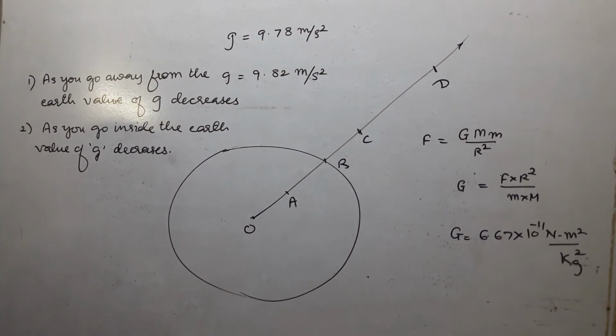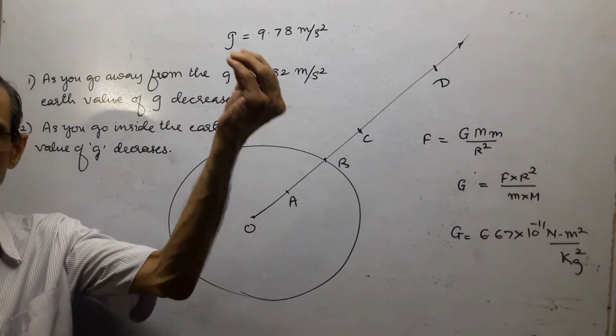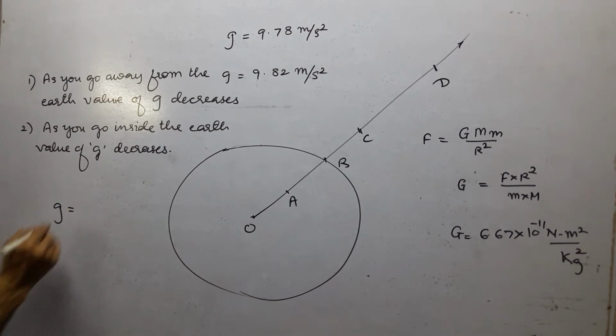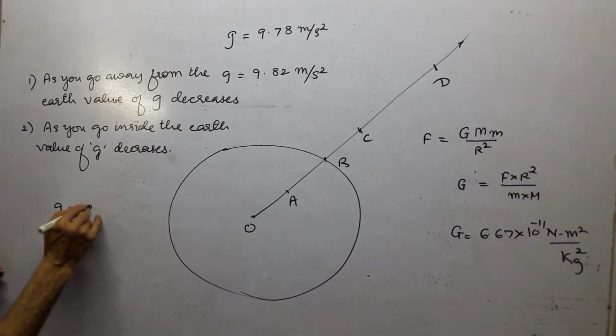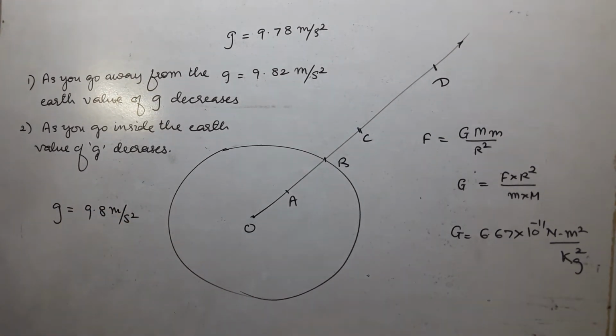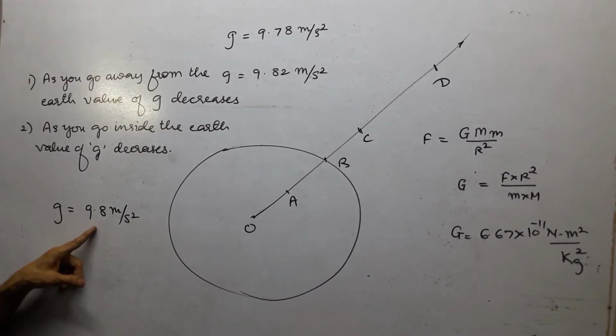Whenever the body is released, it falls under gravity, and because of the gravitational force, the body has an acceleration, and this acceleration we denote by g, and we take the value of g nearly 9.8 meter per second square. But this value we take for practical purposes. This is not the exact value.